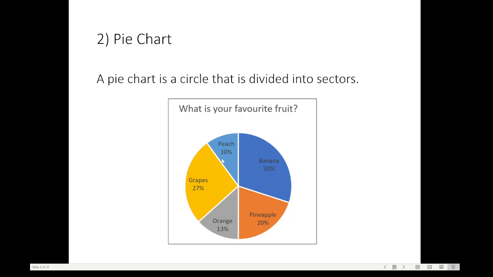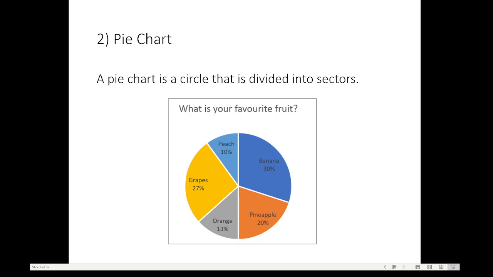If you look at this one, this is the nominal level of measurement, because you cannot arrange the favorite fruits in order. However, if you want to arrange them based on their frequency, then it's okay. But still, the level of measurement for the fruit is nominal. Okay, so this is the pie chart.